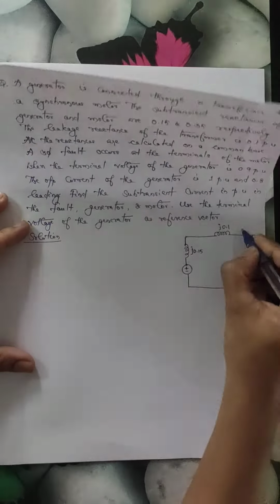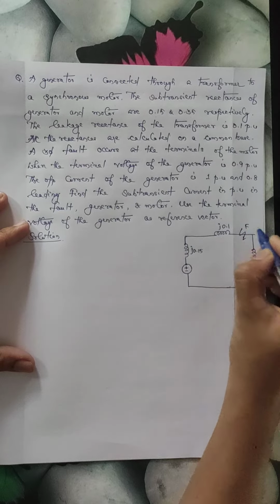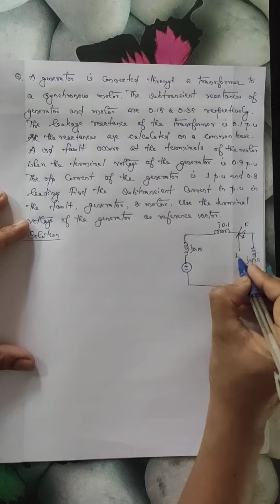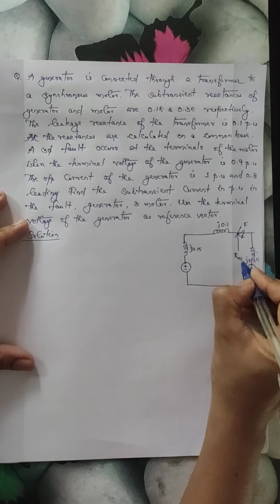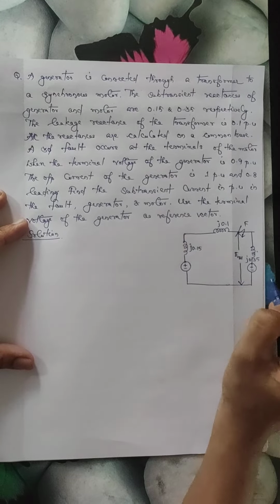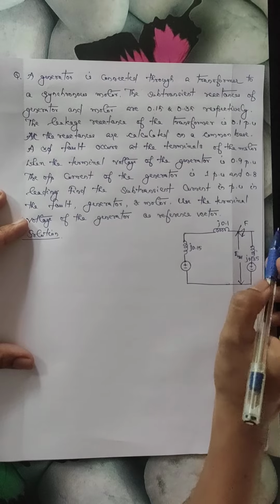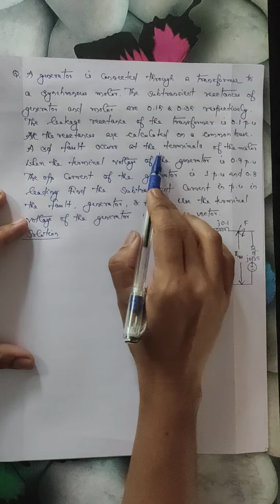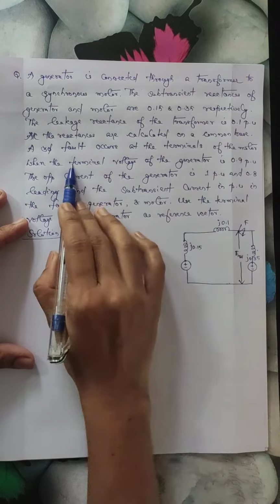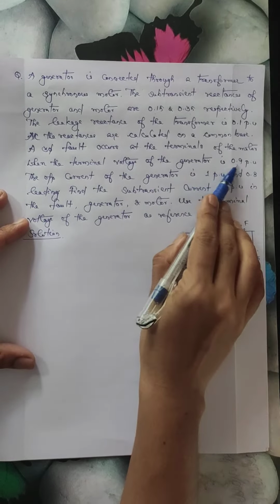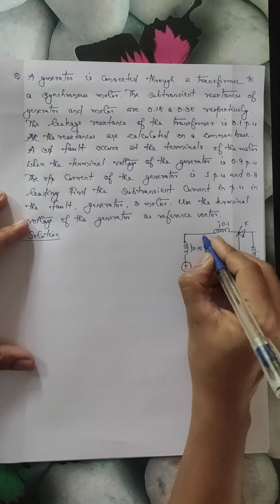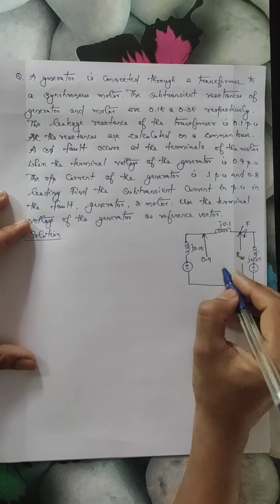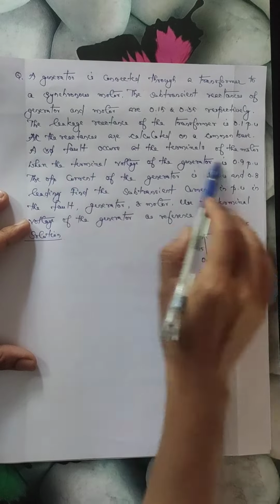A three-phase fault occurs at the terminals of the motor. So here the fault is on the motor terminals. So fault will be occurring at this point. So we need to calculate the pre-fault voltage at this point, ETH, at the motor terminals. Now the terminal voltage of the generator is given. When a three-phase fault occurs at the motor terminals, the terminal voltage of the generator is 0.9 per unit.